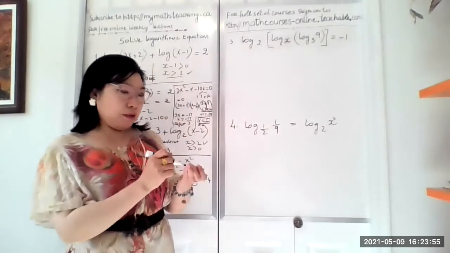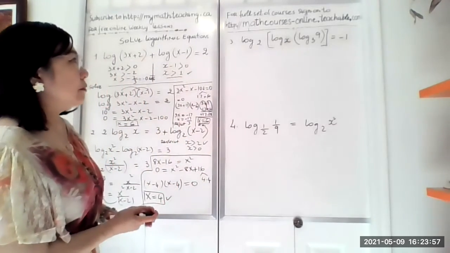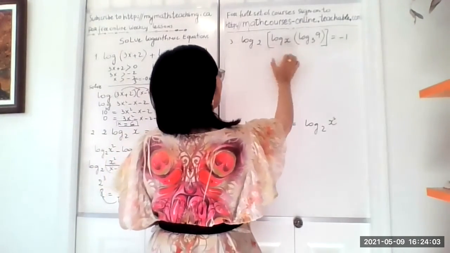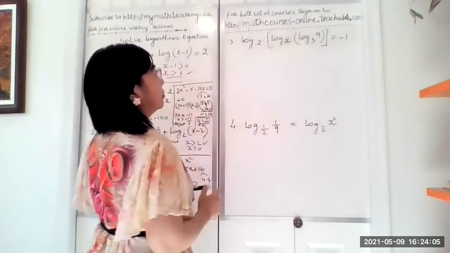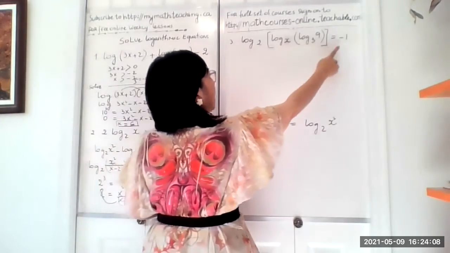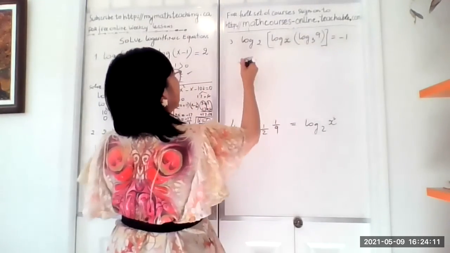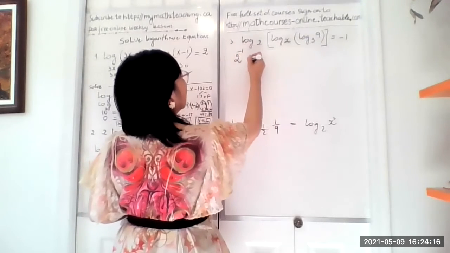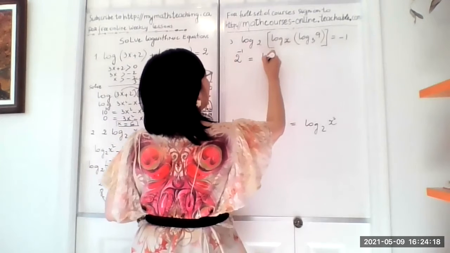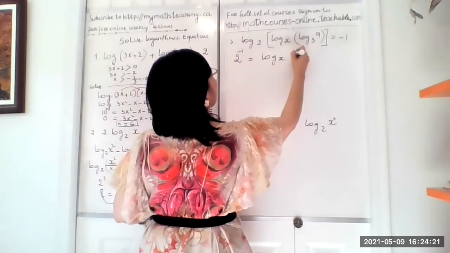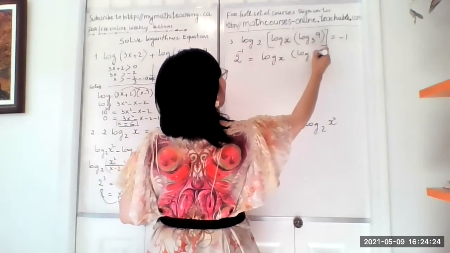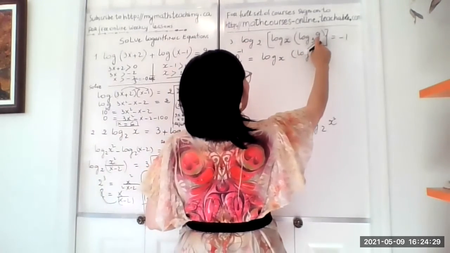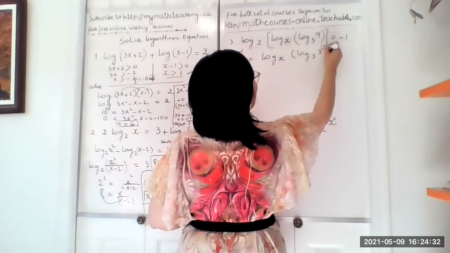Now question 3 is a little bit different, right? You see the slide is different. So what does that tell us? First, I'm going to undo this bracket, right? We have the base 2 and we have the power minus 1. So I'm going to write it as base 2 to the power minus 1 equals this chunk here, log x and log 3. And I'm going to change the 9 here to become 3 to the power 2.